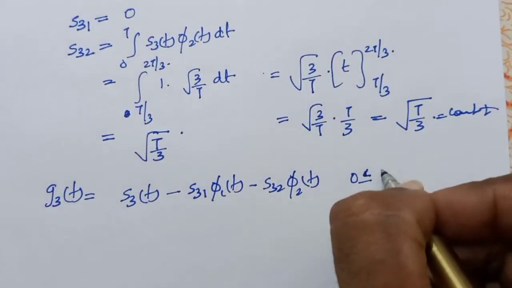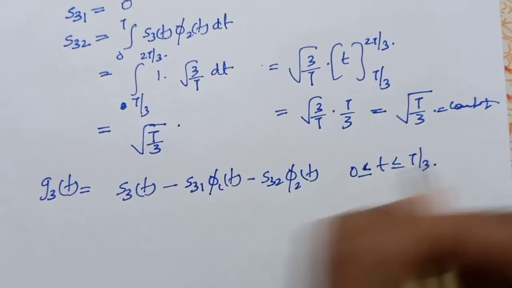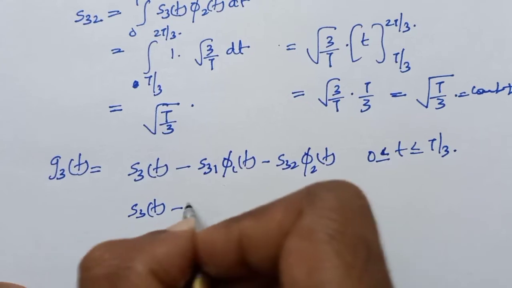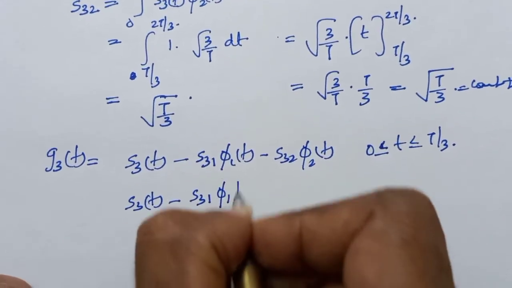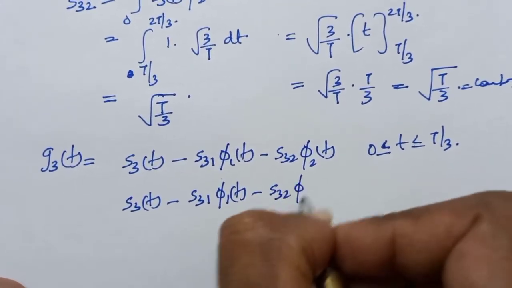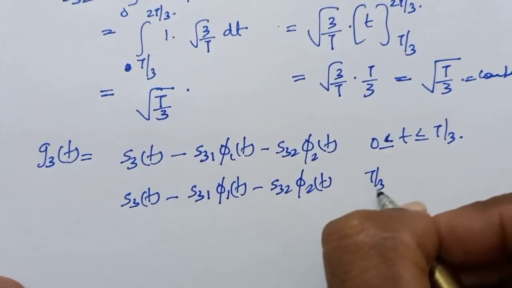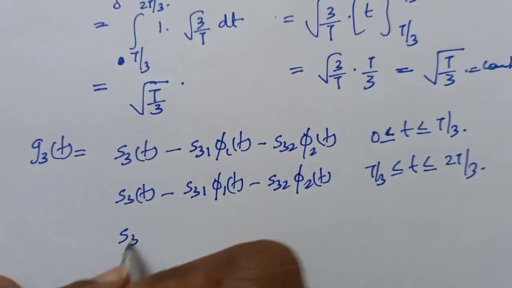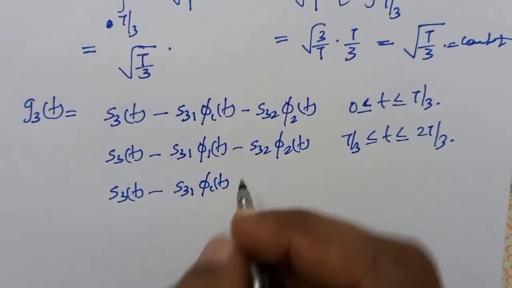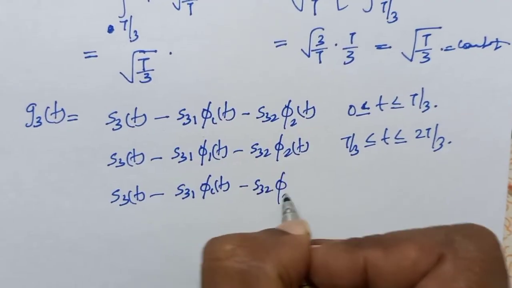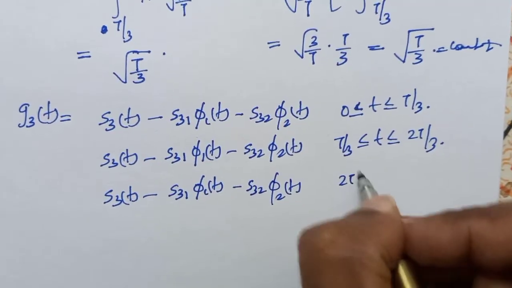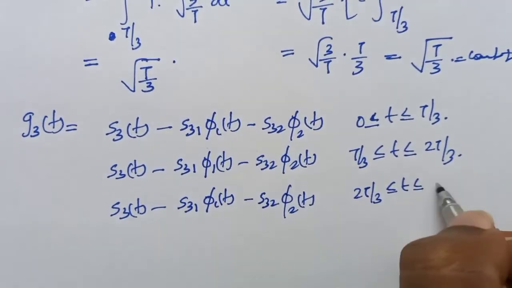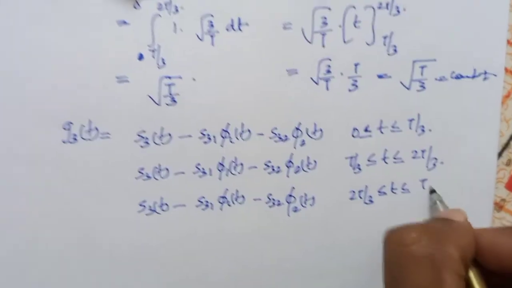For 0 less than or equal to t less than or equal to T by 3, s3(t) minus S31 phi1(t) minus S32 phi2(t). Again, s3(t) minus S31 phi1(t) minus S32 phi2(t) for T by 3 less than or equal to t less than or equal to 2T by 3. Again, the same expression for 2T by 3 less than or equal to t less than or equal to T.